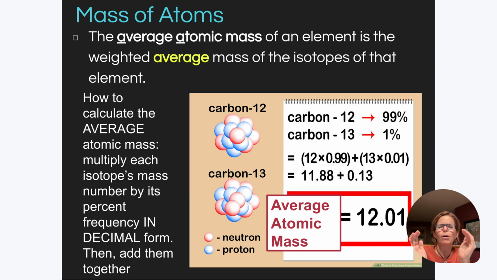Put that in parentheses, 12 times 0.99. Then you add it to the next isotope, which had a mass of 13, times 1% in decimal form, which is 0.01. Close parentheses, add that together, and it makes sense, right? If there are carbons that have a mass of 12 and carbons that have a mass of 13, the overall mass would be slightly higher than 12. But it's barely higher than 12 because carbon-13 only makes up 1% of the carbon in the universe. So it's a little bit above 12, but not by much.